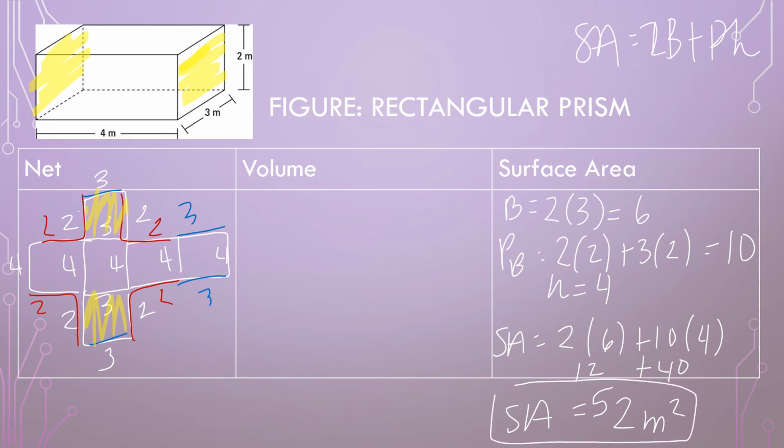Then for the volume, we have b times h. So we already found our b, which was 6, so you can just plug that in. And then the height of the prism is 4. So 6 times 4 is 24 meters cubed.